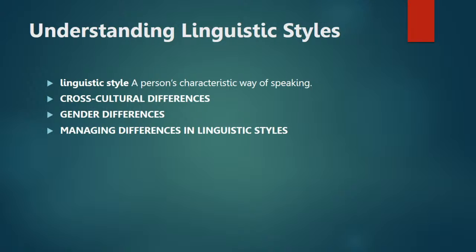Then another important thing which the manager should be very careful about is understanding the linguistic styles. Now, linguistic style is a person's characteristic way of speaking. So you should understand the linguistic styles of the different persons. For example, there may be different linguistic styles within the country, like Punjabis and the Sindhis have different styles of speaking. They have different habits while speaking to someone. So you should be careful about that when you have a conversation with these sorts of persons.